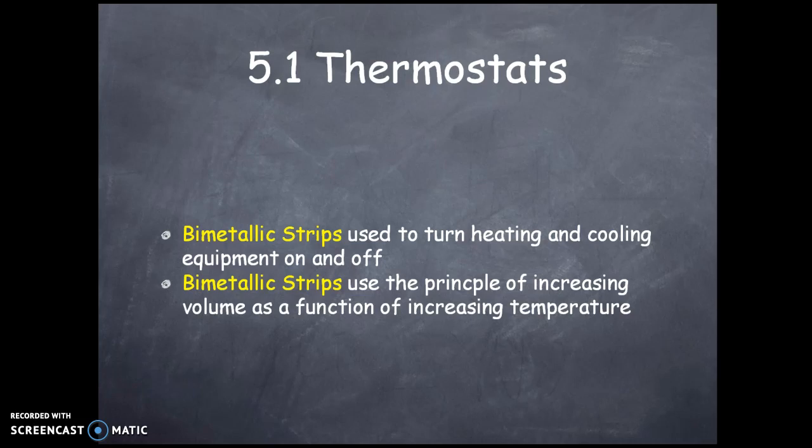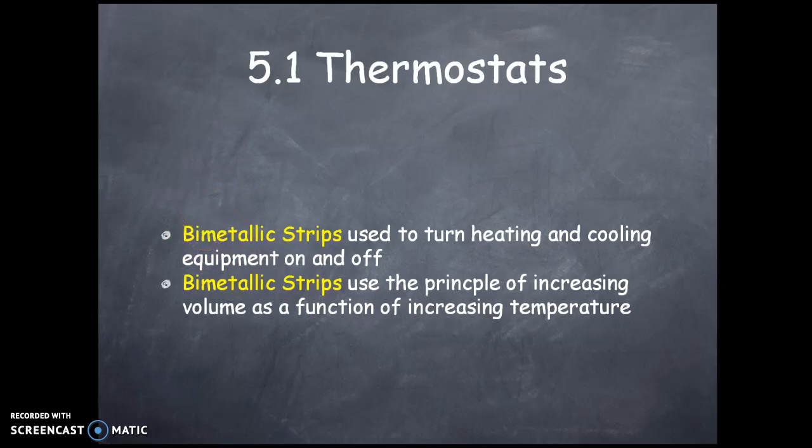Thermostats. Thermostats have bimetallic strips. As the name indicates, bimetallic means two metals. Strips are used in turning the heating and cooling equipment on and off. So whenever we want to turn the heater on or off, these strips are used just like switches.